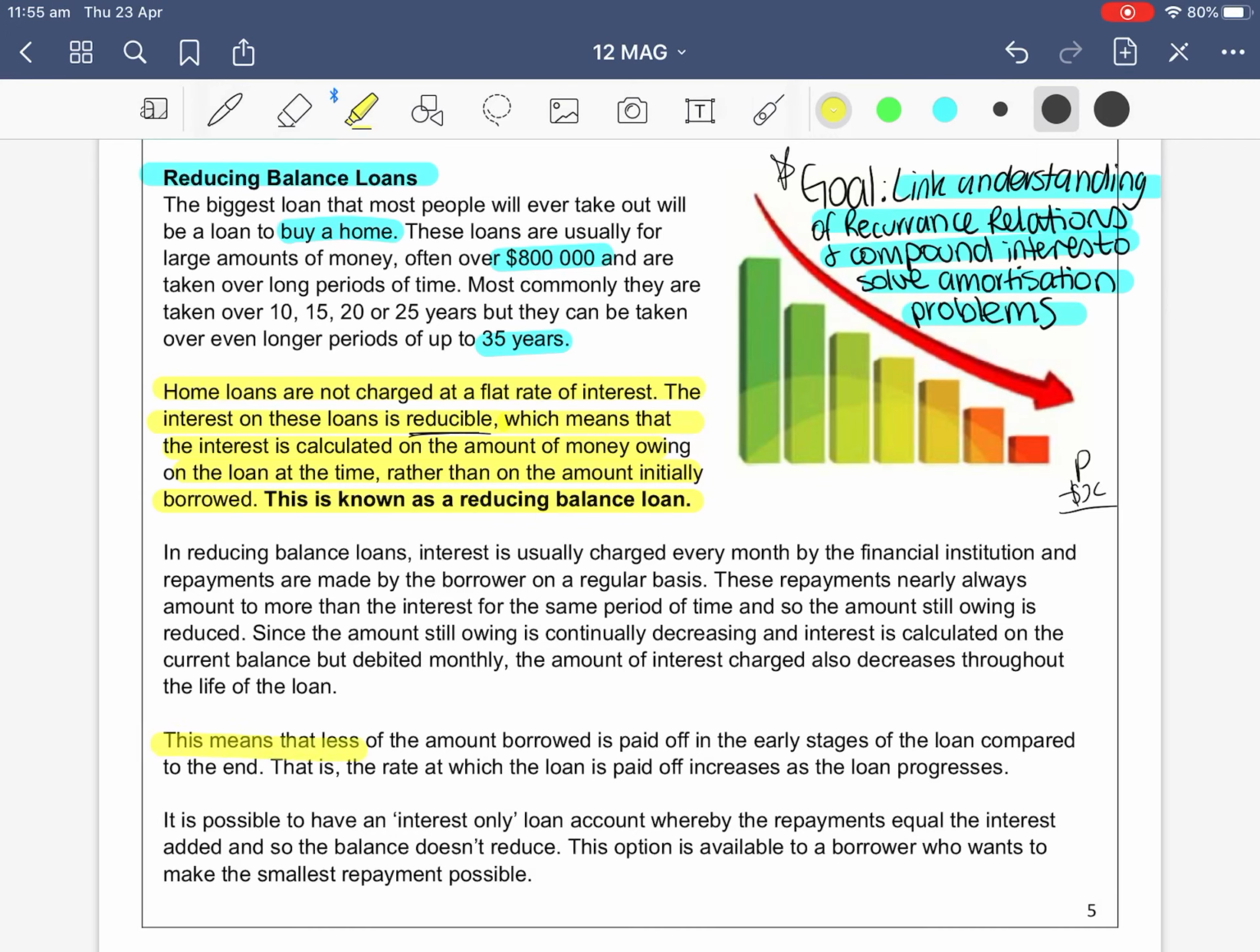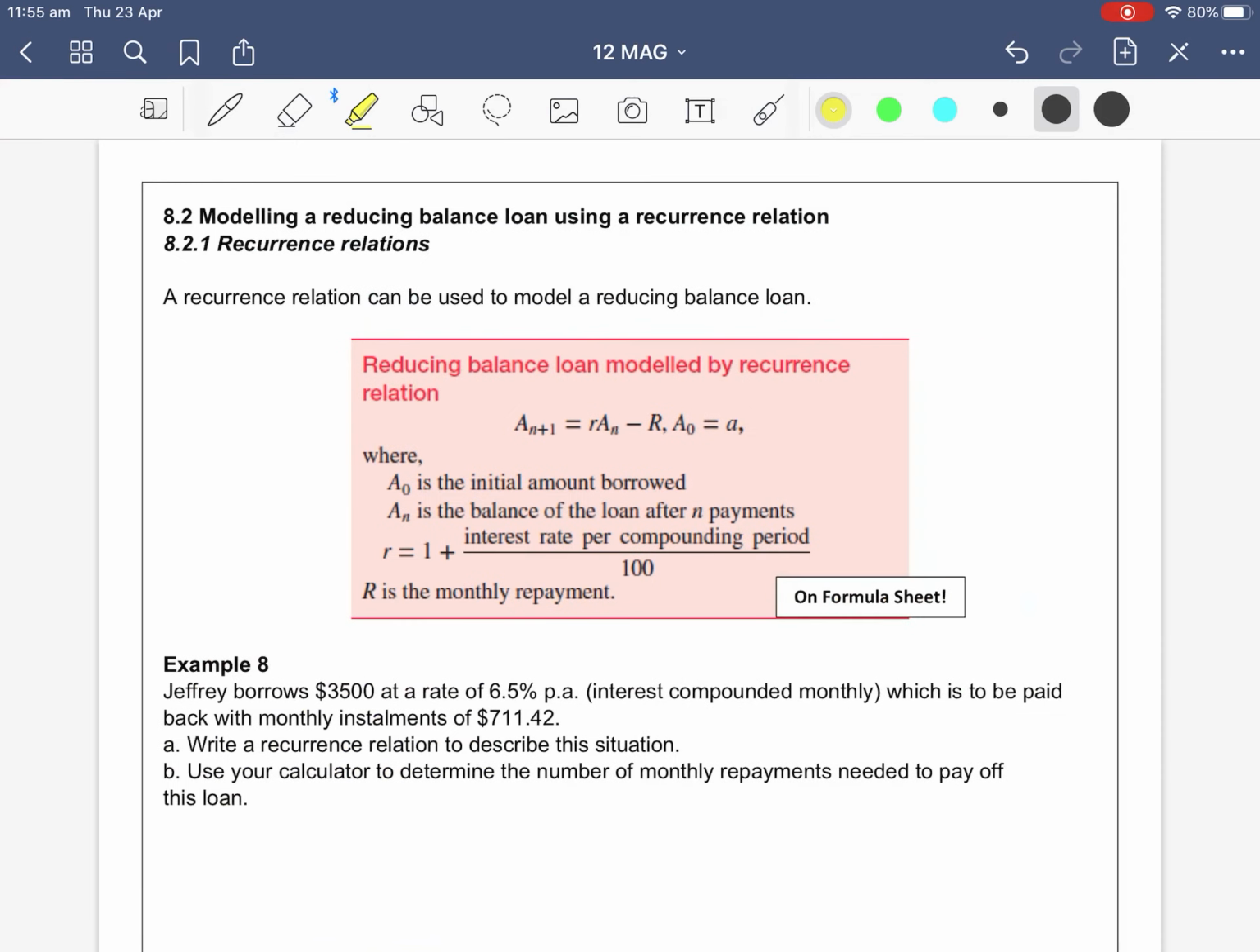And this is what I want you to write down next. This means that the amount borrowed is paid off slowly in the early stages of the loan compared to the end. That is, the rate at which the loan is paid off increases as the loan progresses. That's because we are decreasing the total amount of the loan every time we make a little payment X. Now, it is possible to have an interest-only loan, but we're not going to talk about those today. Okay. Let's get stuck into some examples.